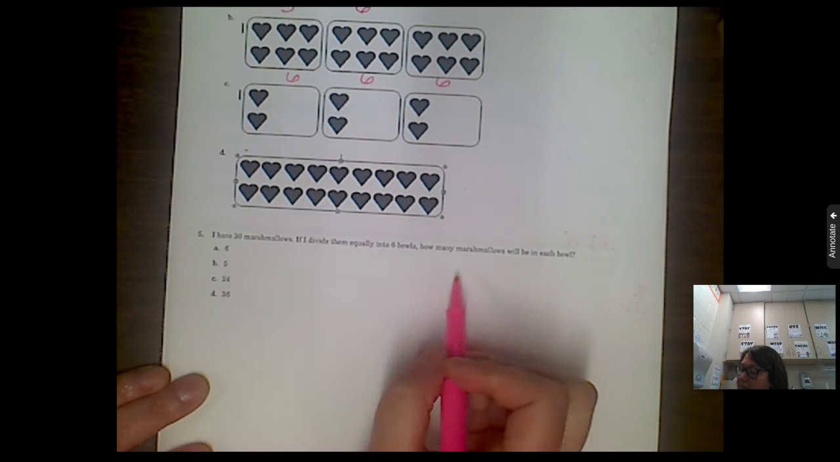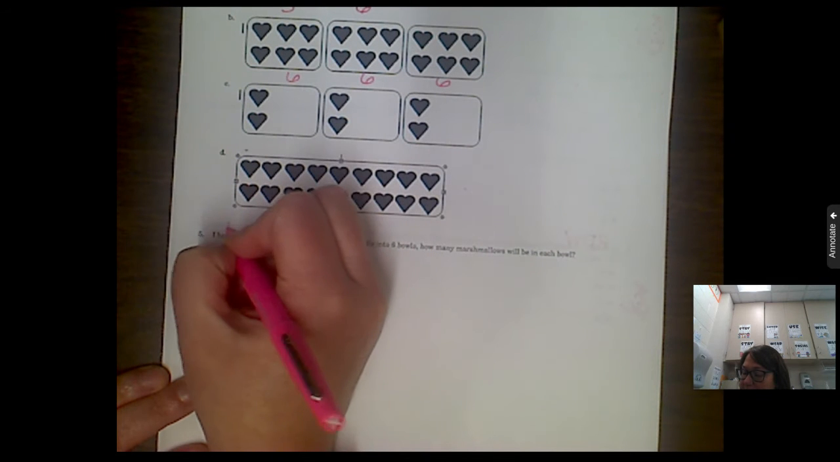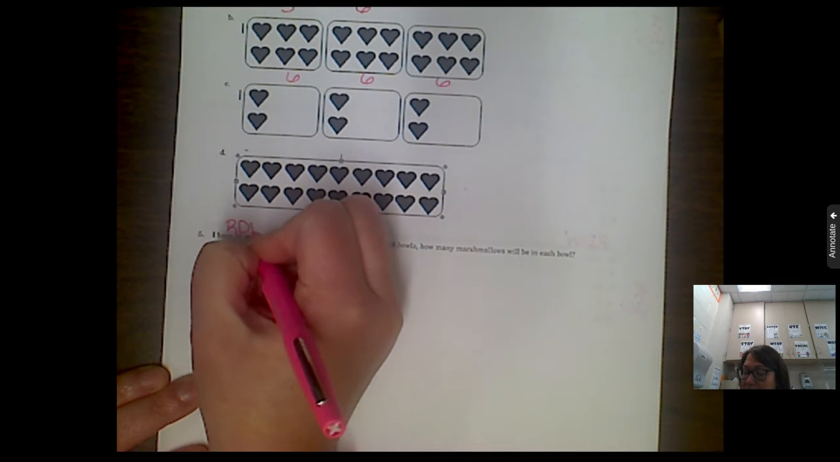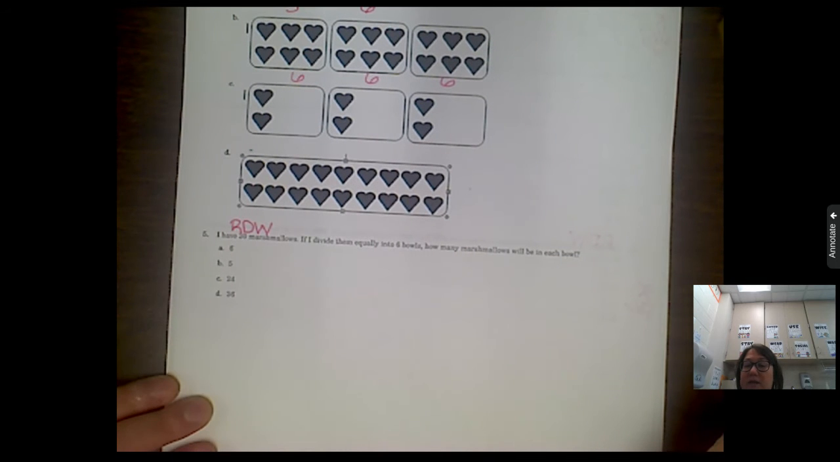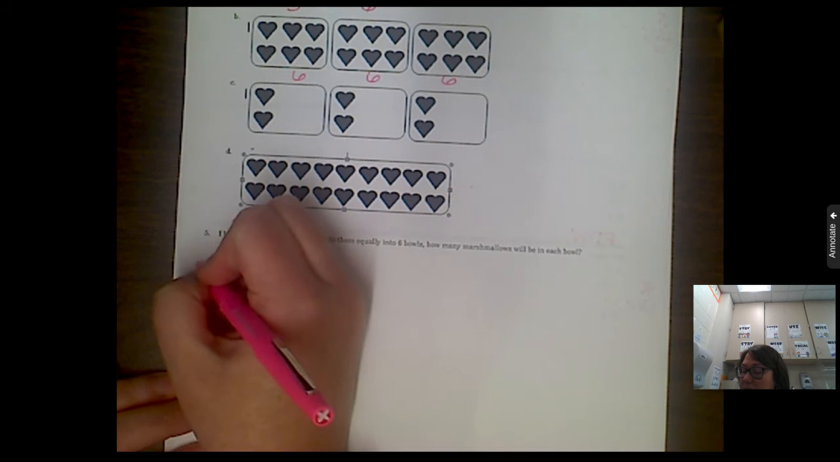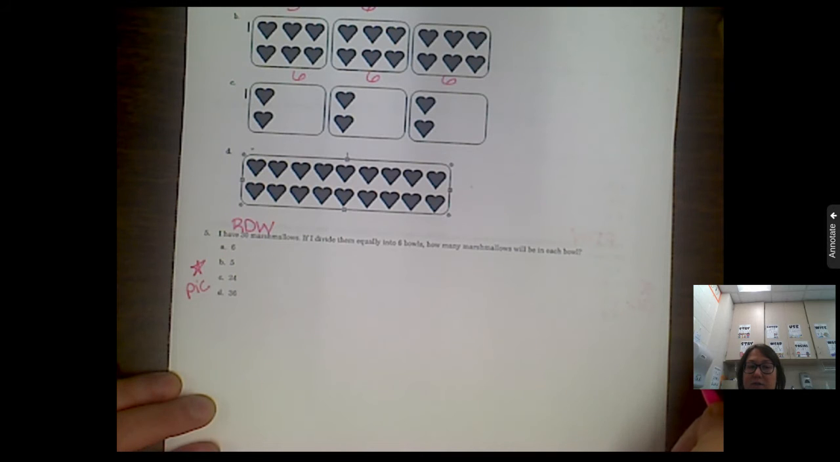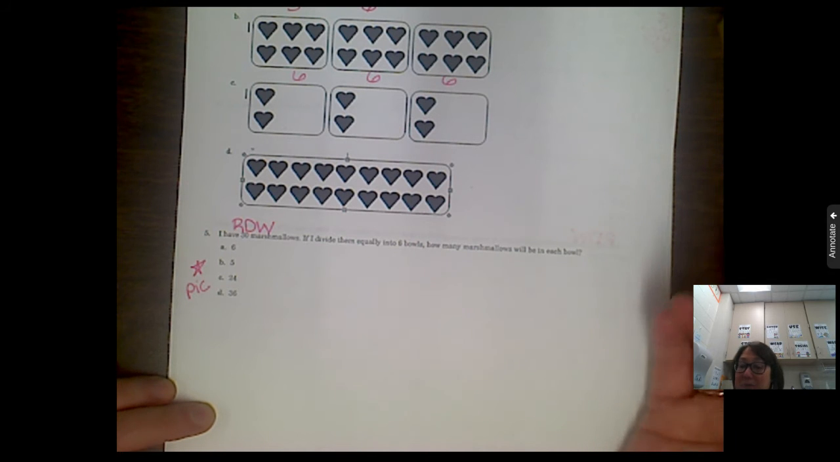Number 5 is a word problem. So this would be RDW. It's multiple choice, so we don't need that word sentence unless you want to, but absolutely make sure that you draw a picture, okay? The word problems, it's so important that you draw a picture because it really helps to get that thinking, and it helps you get it right, and that's what we want, right? When we're taking a test, for sure.